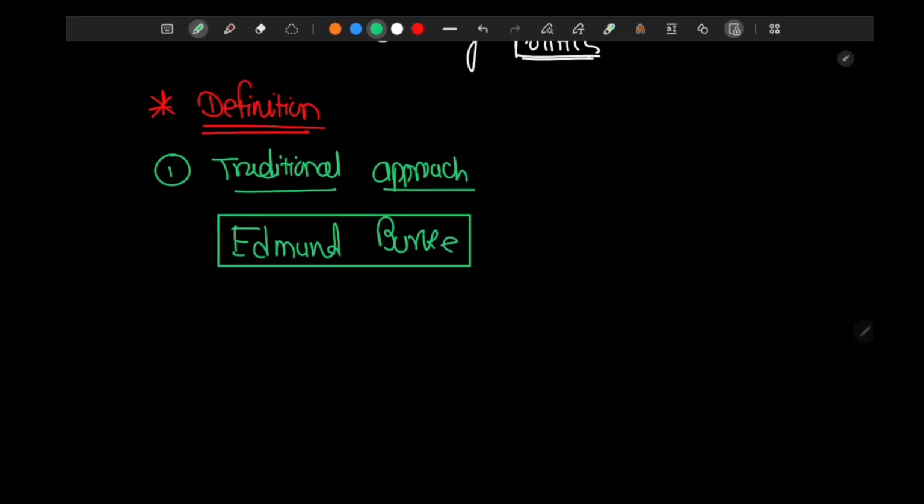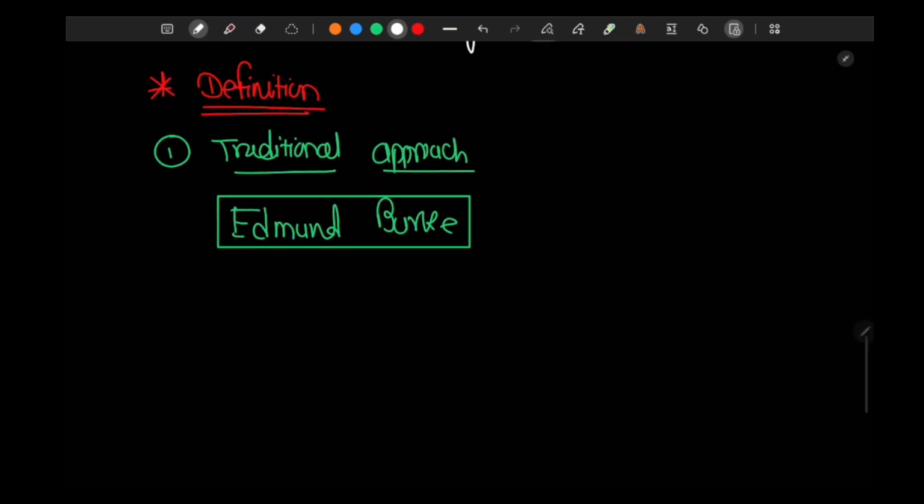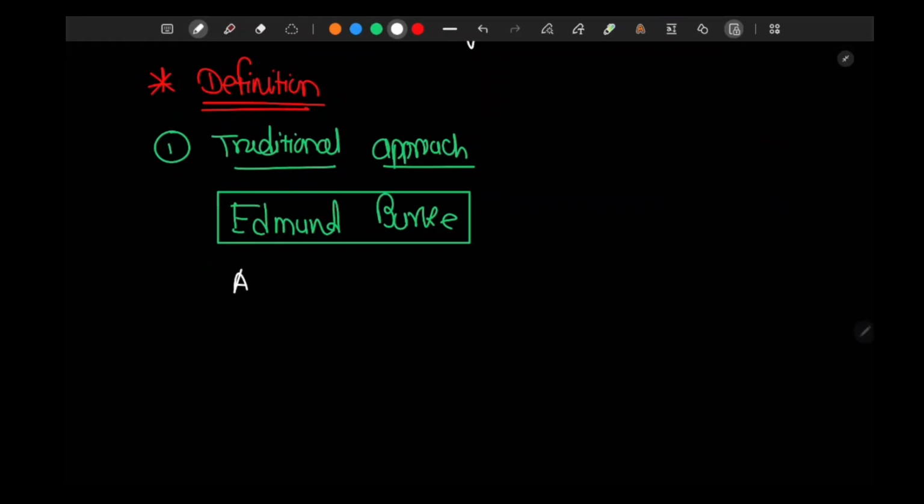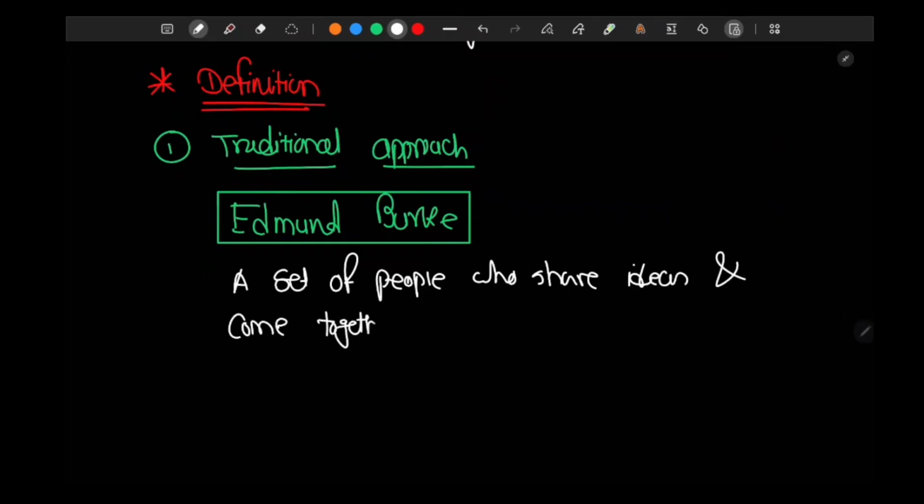Edmund Burke calls political parties a set of people who share ideas and come together to fulfill national interest. So, a set of people who share ideas and come together to fulfill national interest.